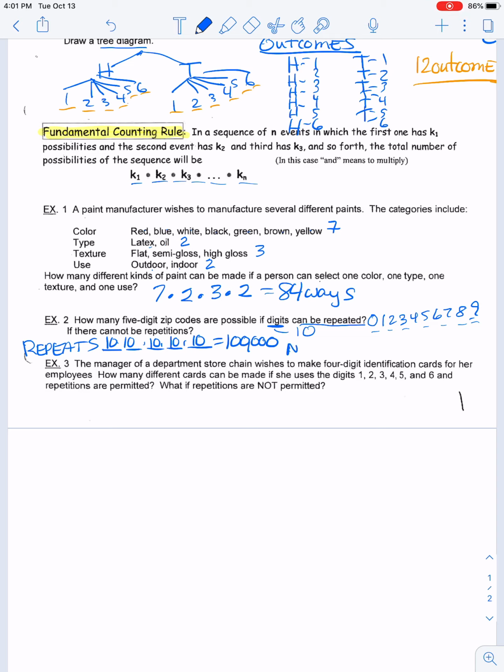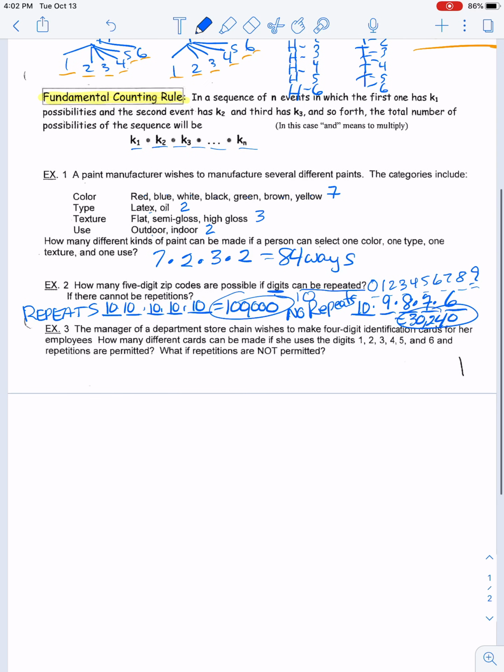If there are no repeats, 5 digits, you have a choice of 10 digits to start with. You pick one. Now you only have 9 digits left. Pick one, only 8 digits remain. Pick one, 7 digits. Pick one, 6 digits. So when you multiply that all together, you get 30,240 different zip codes that you can create. That takes care of that one.